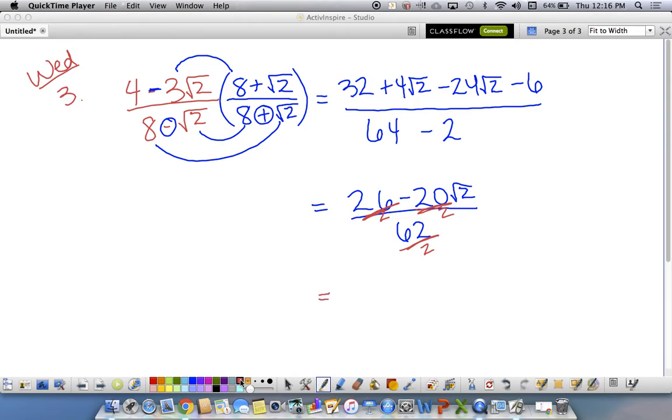Okay? So the answer should have been 13 minus 10 root 2 over 31. Okay? Take a 2 out of everything. Now, 13 and 31, I'm pretty sure nothing's going into anything of those. Okay?